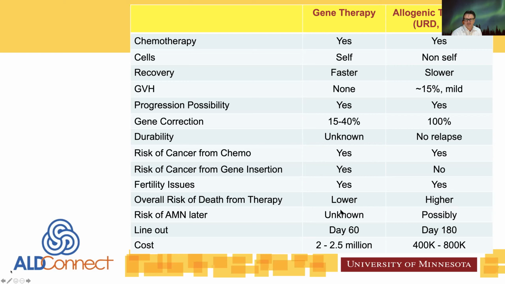Risk of AMN later in life, I just couldn't tell you with gene therapy. And allo, I have to say possibly. It's been reported in at least a couple of patients, so I can't say it's zero. It's not well studied, but I have to say possibly. Practical things: when does that central line come out of the child? In gene therapy, it's out at day 60. In the allo transplant setting, because you're getting labs, checking blood draws, and checking drug levels, it's day 180, so it's a longer period of time. And then there's cost. Gene therapy is estimated at $2.5 million, and allogeneic transplant, depending on the center, can be $400,000, $800,000, or it could be a little bit more.